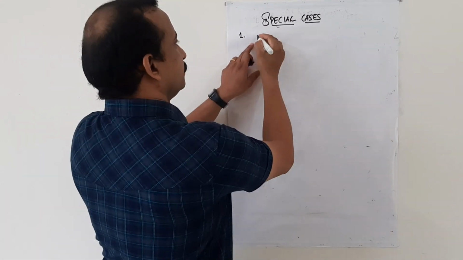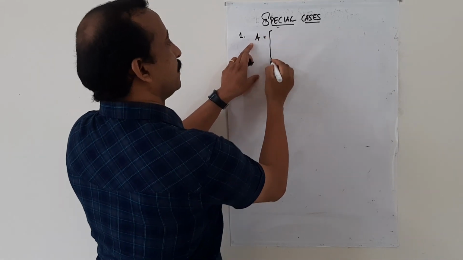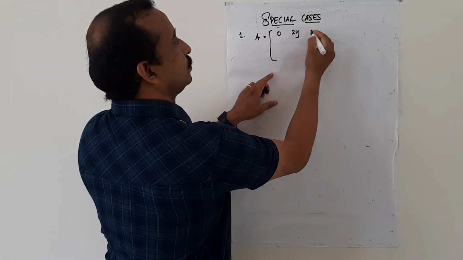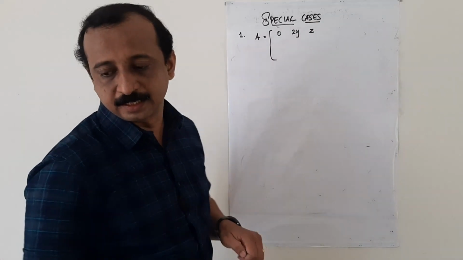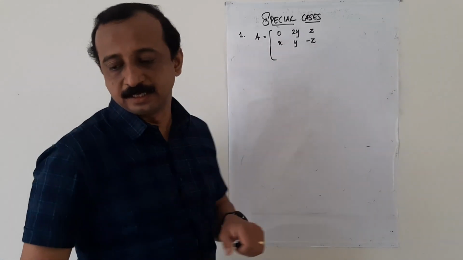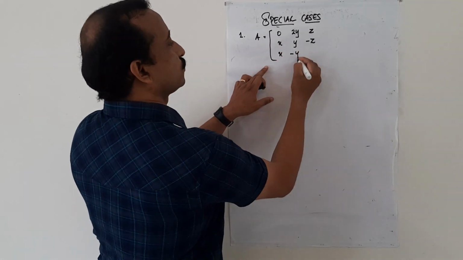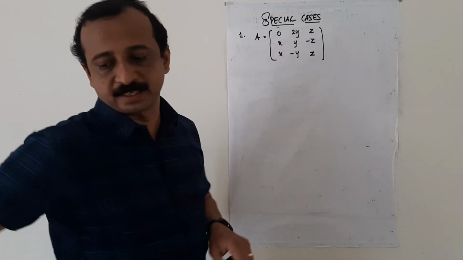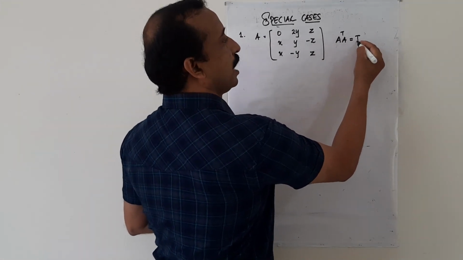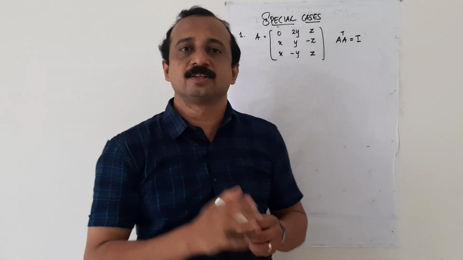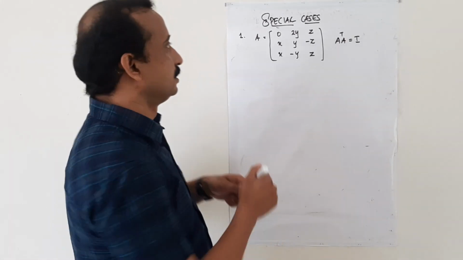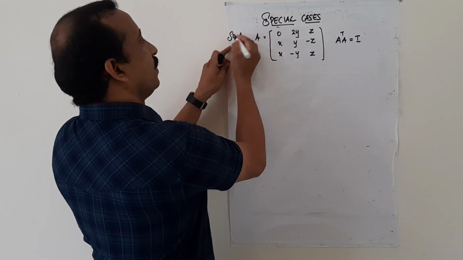If A is equal to the matrix with first row 0, 2y, z, second row x, y, minus z, and third row x, minus y, z, satisfies the condition A transpose into A equal to I, then find the value of x, y and z. It's a very simple question. Okay, this is special case 1, SC1.